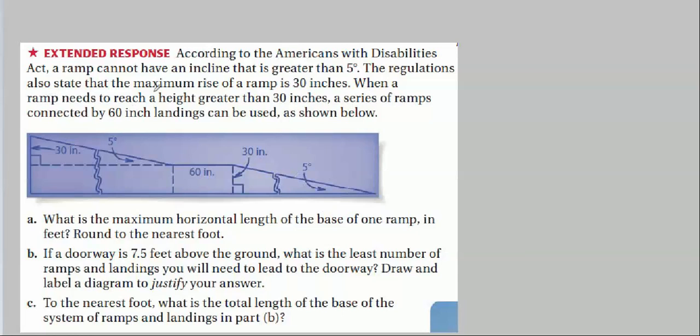Anyway, what they want to know, given this situation, first, now they're asking for the length in feet, and they give us the dimensions in inches. Let's go ahead and work it out in inches. We can convert later. What the heck? This base here, remember, tangent is opposite over adjacent. And let's call that base B1.